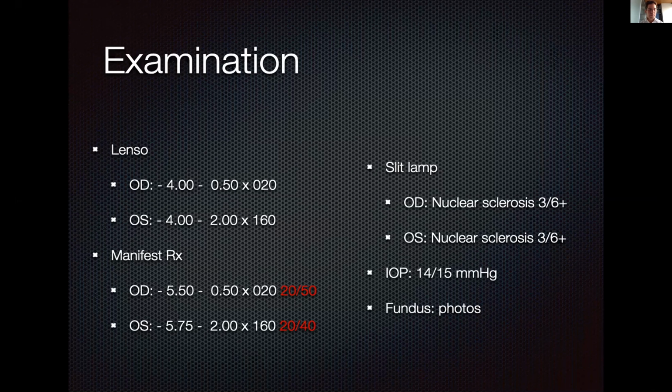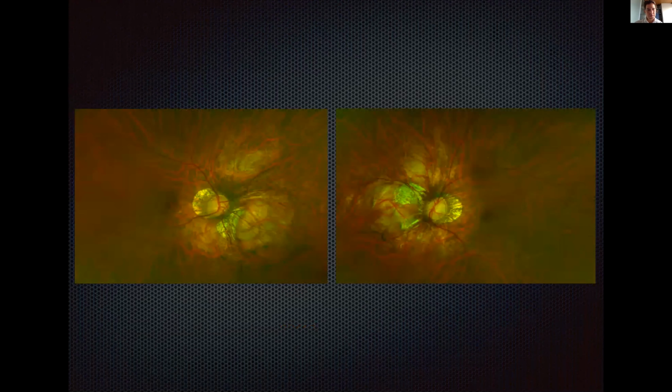In the right eye it was -5.5, and the left eye -5.75, and her visual acuity was 20/50 in the right and 20/40 in the left eye. During the slit lamp exam, it was clear to see a nuclear sclerosis, very central, very similar in both eyes. The IOP was within normal measurements, and the fundus exam showed pathological degeneration, but the macula was fine. There's no heme, there's no scar in the macula.